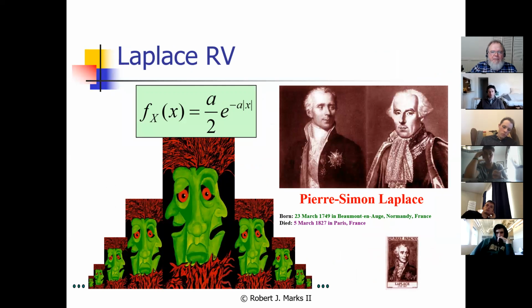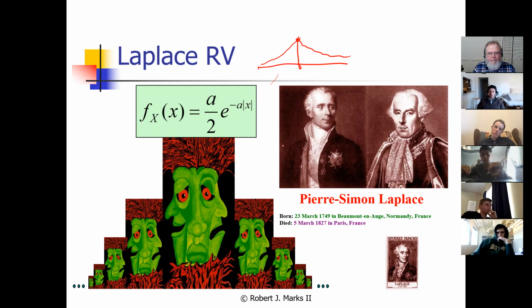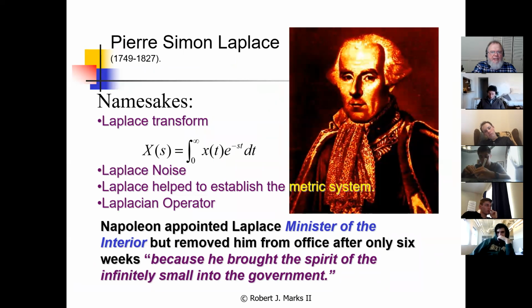Here's a Laplace random variable. Laplace was a really smart guy. He was in France, and he was one of the guys that helped found the metric system. He was just a brilliant, brilliant man. And the Laplace random variable is, as you can see here, a over 2 e to the minus a|x|. So it's a double-sided probability density function that looks like this, with a cusp in the middle. So that was Laplace. He has a bunch of namesakes.